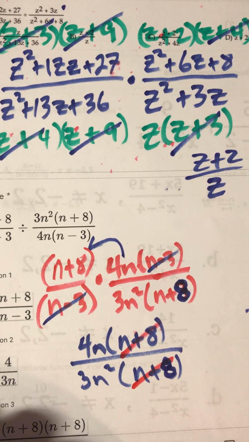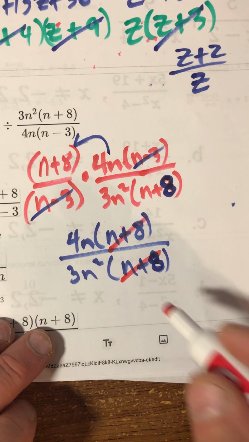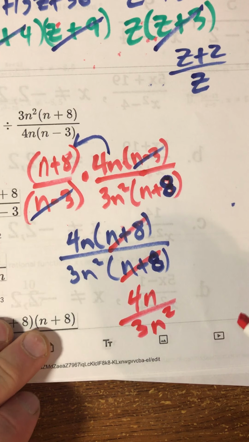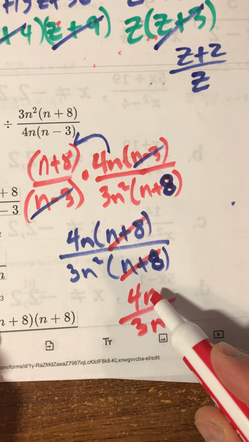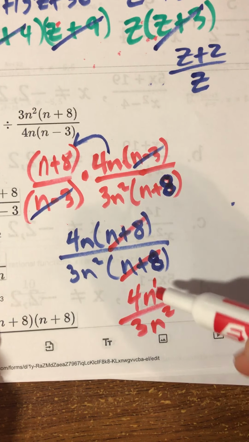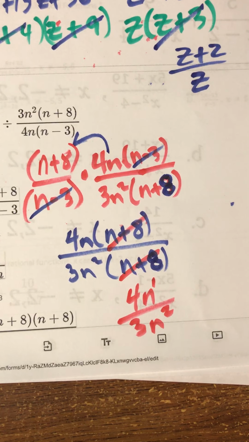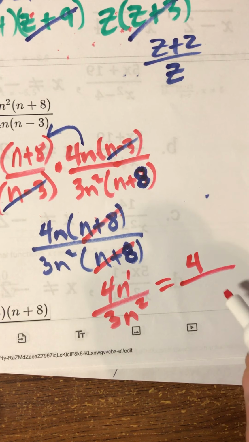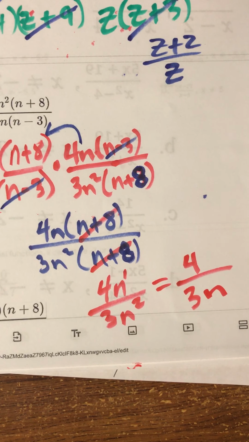Now when you cancel and you're down to this point right here, you have the 4n over 3n squared, right? You're going to reduce the n's. A missing exponent is a 1. So you want to ask which exponent is larger. If it's larger in the bottom, the variable will stay in the bottom. So 4 over, and then just subtract 2 minus 1. So 4 over 3n.